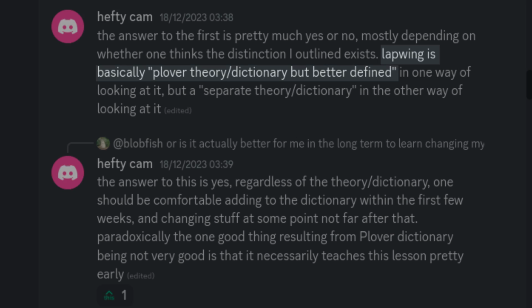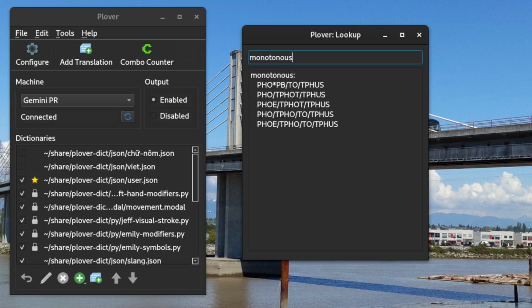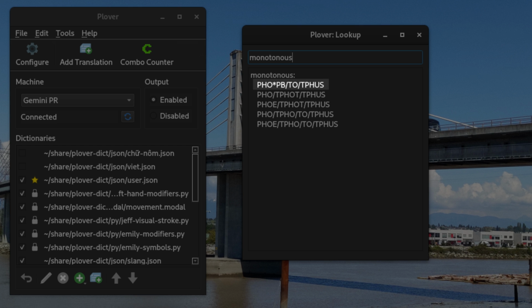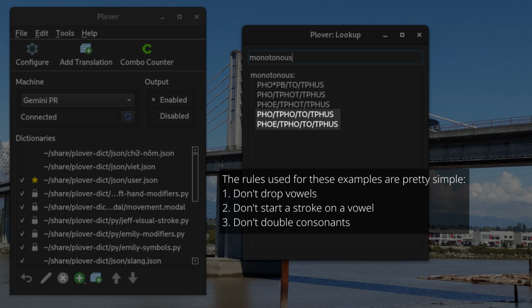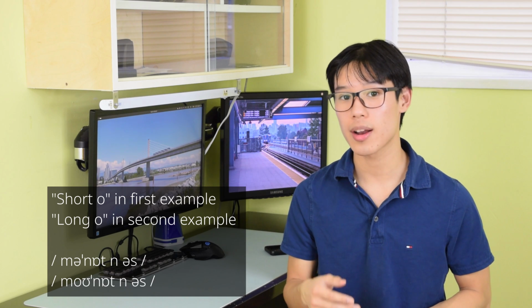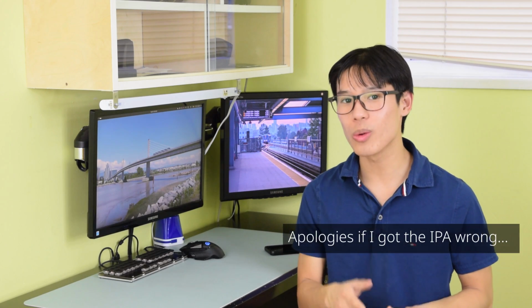My intention behind Lapwing theory was to fix all of these issues I've mentioned. It shares a lot in common with Plover theory, and some have described it as Plover but more defined, which I really like. Going back to our monotonous example, Lapwing has the following outlines. The first entry is a brief that uses an abbreviated prefix stroke. The next two are also briefs that drop the unstressed vowel. And the last 2 entries are the canonical outlines you'd use if you have never seen the word before. There are 2 outlines to account for the fact that you can pronounce this word in 2 ways. In general, there's typically only 1 or 2 canonical outlines for every pronunciation of a word.